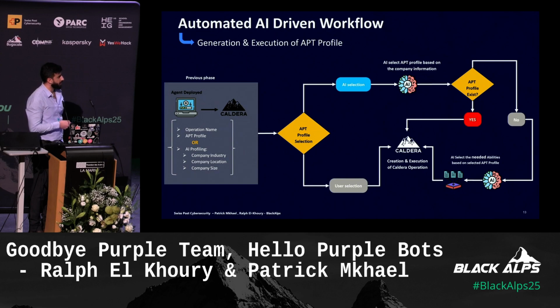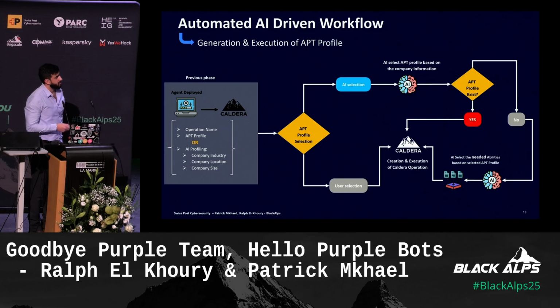If you choose to use AI to select for you the needed APT profile, now we'll go on another flow. The first would be that those data will be sent to AI, the AI will analyze it and will suggest for you an APT profile. Now it could suggest for you an APT profile that already exists in the predefined list that you have here. In that case, it already exists, nothing needs to be created. It will create the operation and execute it.